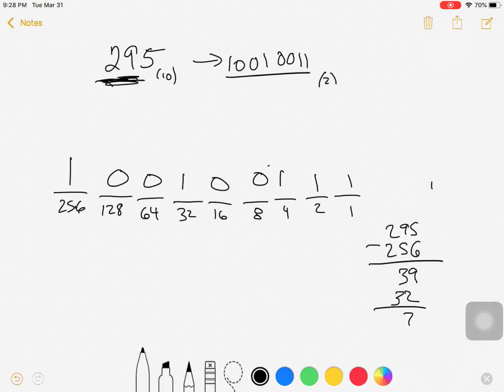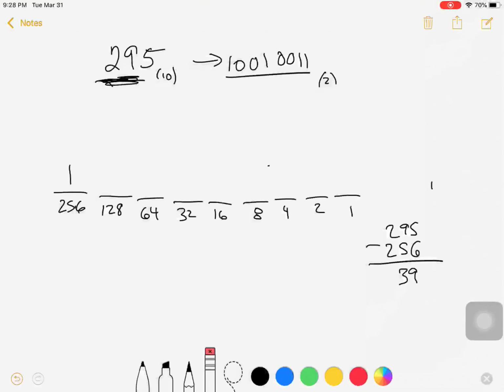Now, if you're not comfortable just picking which values you need and filling the other ones in with 0, you can always just do it the slightly longer way and say, does 256 go in? Yes, it goes in once. And then I have 39 left, and you can say, does 128 go into 39? No. Does 64? No. Does 32? Yes. And I have 7 left.